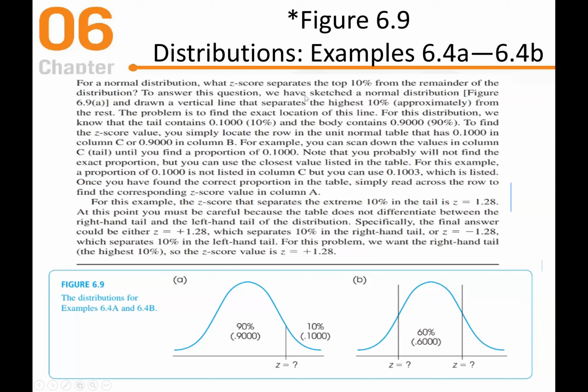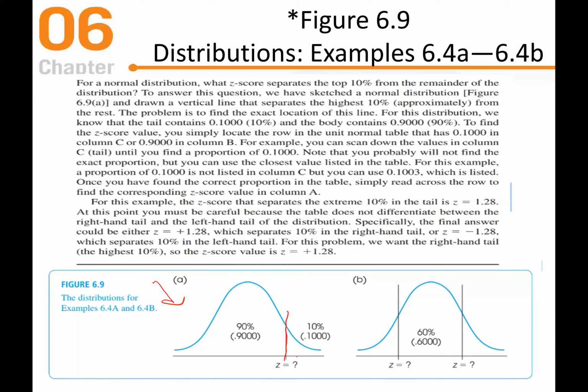So for a normal distribution, what z-score separates the top 10% from the remainder of the distribution? To answer this question, we have sketched a normal distribution, this one right here, and drawn a vertical line that separates the highest 10% approximately from the rest. So this line right here separates the top 10% from the bottom 90%.